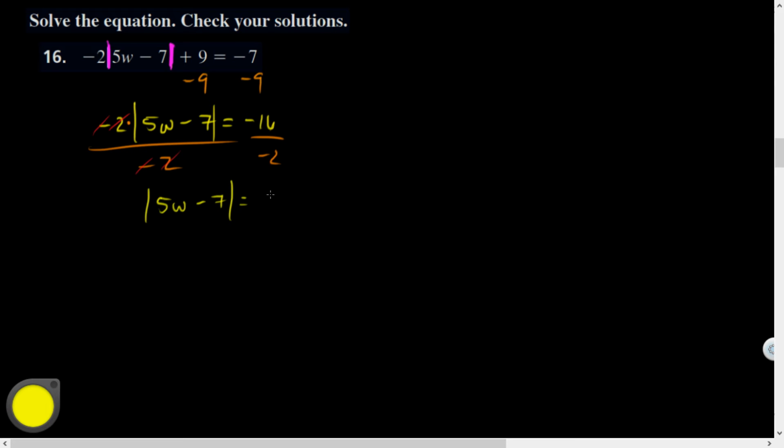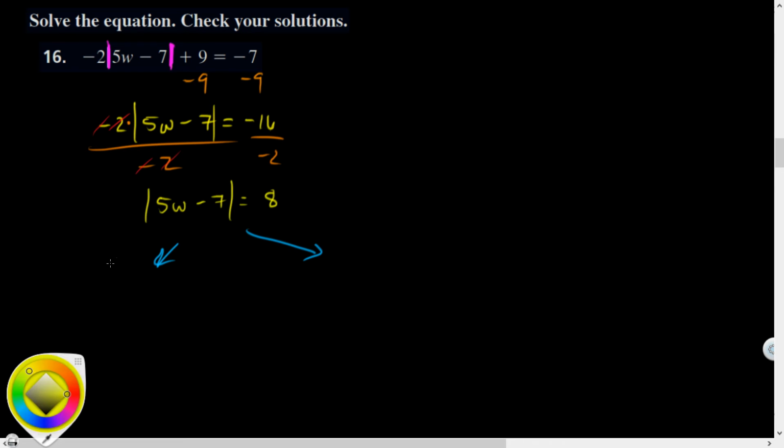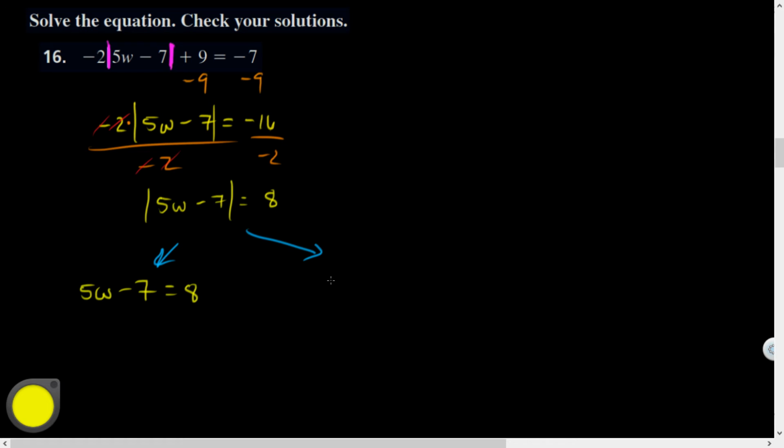And negative divided by negative is positive, which is good news, because you all know that an absolute value can never equal a negative. Although if it did, then we would have been done, because we would have just said no solution. All right, but now it's time to break off a piece of that absolute value bar. Here we go. 5w minus 7 equals 8. Or 5w minus 7 equals negative 8. Right, one or the t'other.